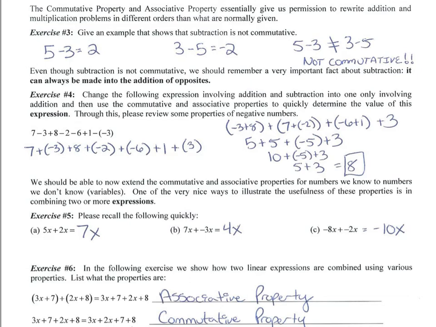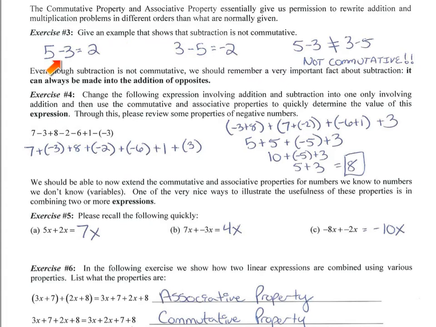It says the commutative properties and associative properties give us permission to rewrite the addition and multiplication problems in a different order than it's given in order to make it easier for us. That's not the case with everything. For example, subtraction is not commutative. For exercise 3, you want to give an example that shows that it's not commutative.